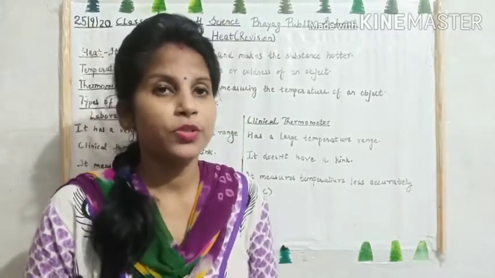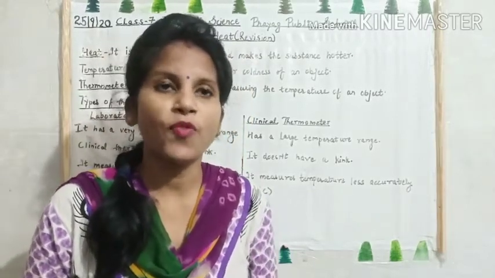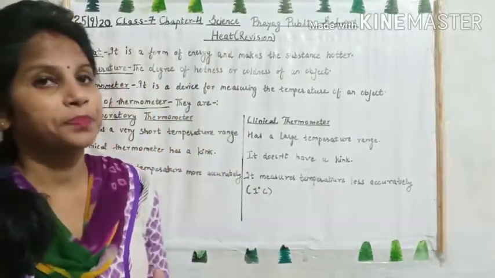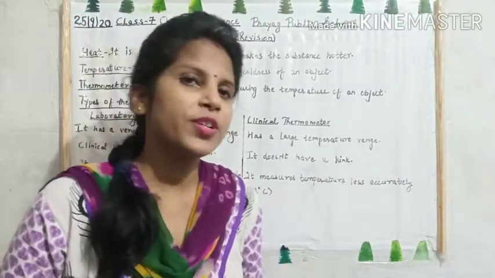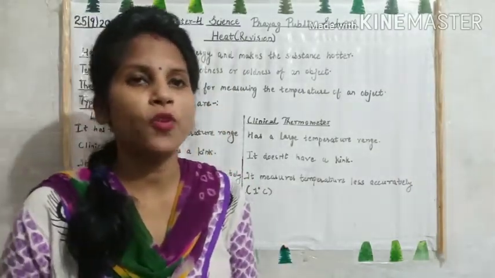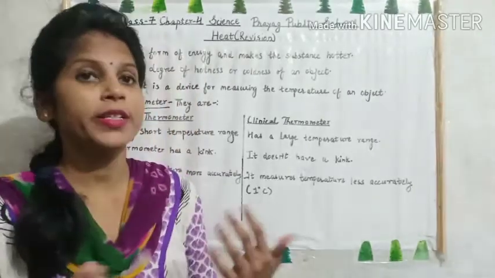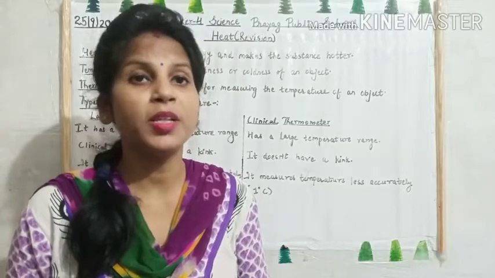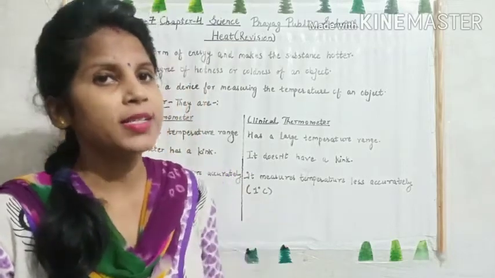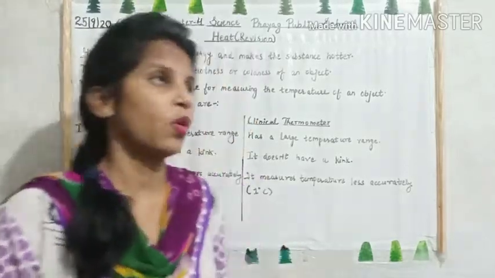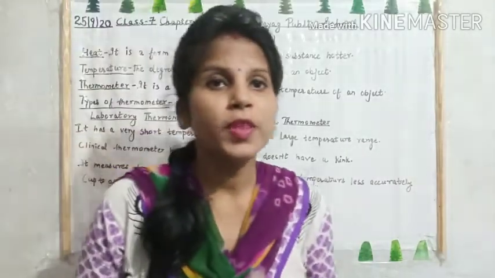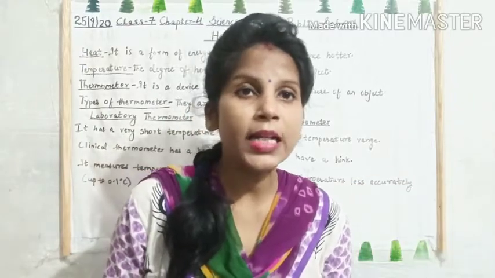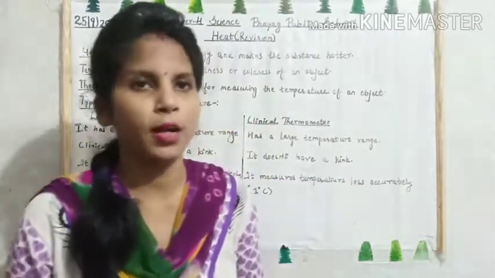Okay? So, what is heat? Heat is a form of energy and it makes the substance hotter. Then, what is temperature? Temperature is the degree of hotness or coldness of an object. Then, what is a thermometer? To measure the temperature of an object, we need a reliable device or instrument known as a thermometer. Now, there are two types of thermometer. The first one is the clinical thermometer and the second one is the laboratory thermometer.